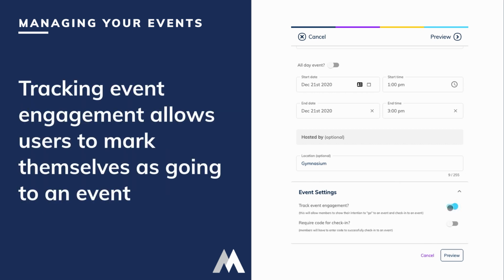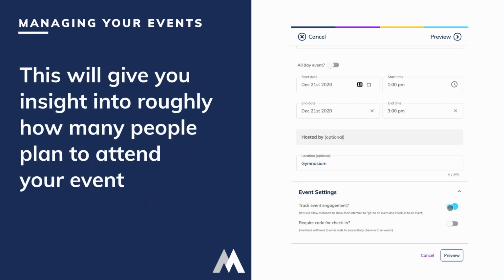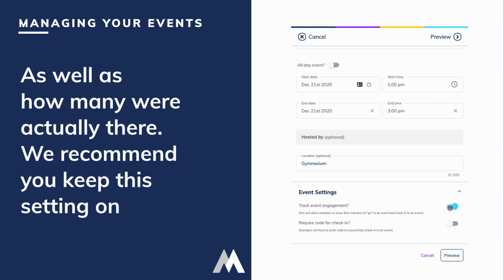Tracking event engagement allows users to mark themselves as going to an event. They'll also be able to check in to an event once it has begun to mark themselves as having attended. This will give you insight into roughly how many people plan to attend your event, as well as how many were actually there. We recommend you keep this setting on.